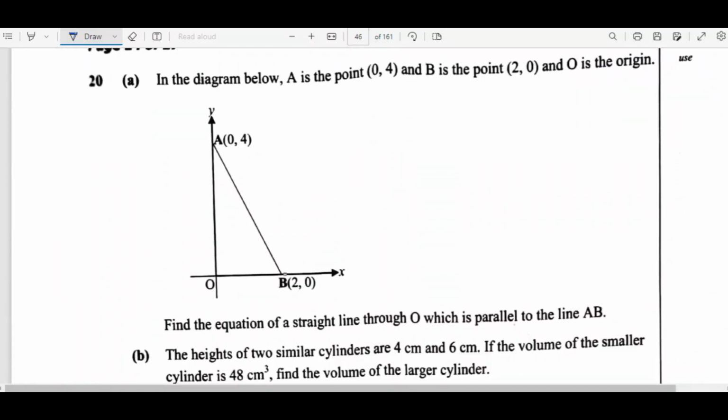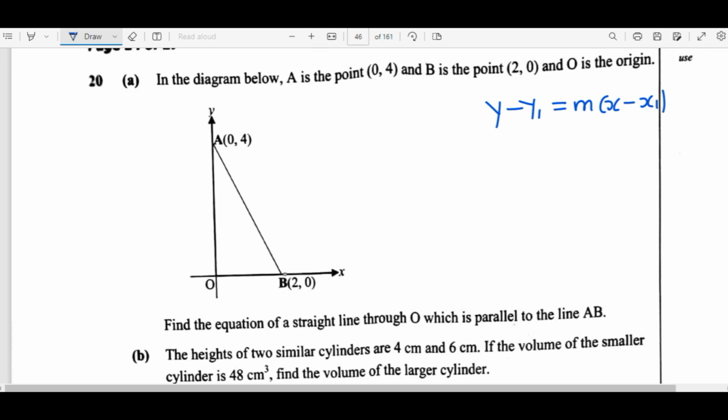We move on to question 20. In the diagram below, A is the point (0,4) and B is the point (2,0) and O is the origin. Find the equation of the straight line through O, which is parallel to the line AB. So the equation of the straight line is given by this formula: y minus y1 is equal to gradient, open brackets, x minus x1. Or if you want, you can use y is equal to mx plus c. So it depends on the one that you are comfortable with.